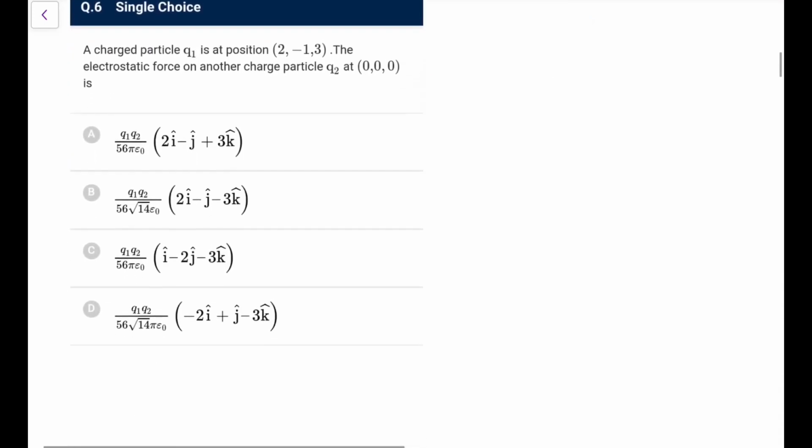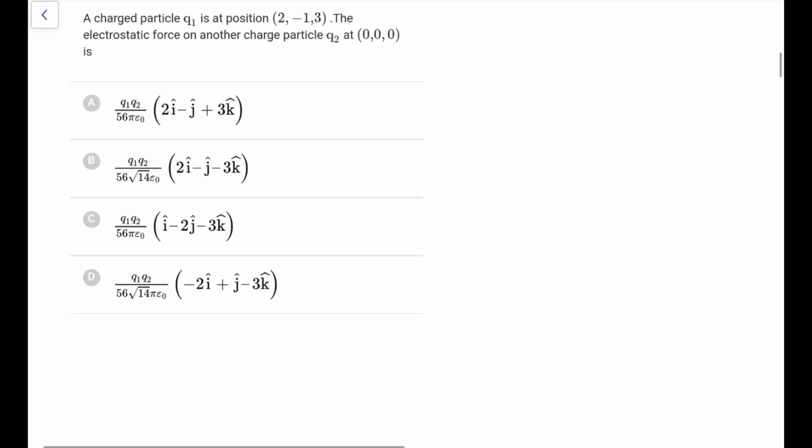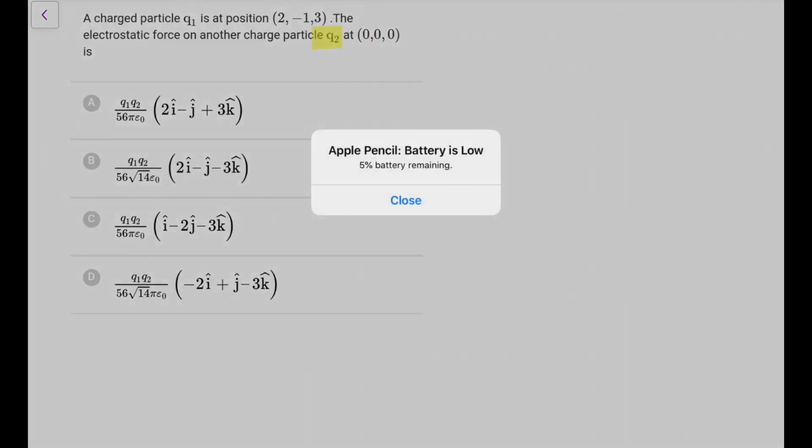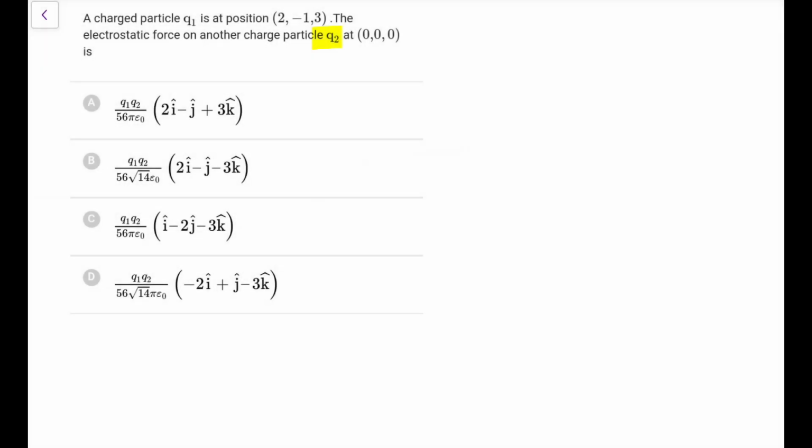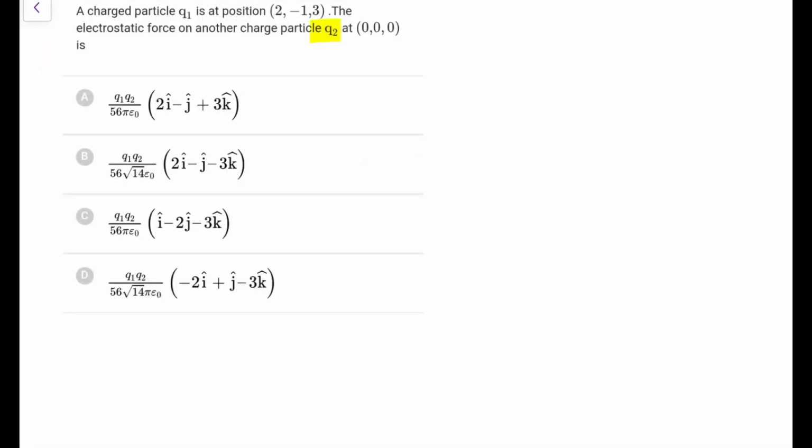Next one. A charged particle q1 is at a position 2 comma minus 1 comma 3, 3D coordinates. The electrostatic force on another particle q2 at 0 comma 0 comma 0. So I can directly say the force would be, as per what I know, k q1 q2 by r square, and to be precise I should write it as r of 2 with respect to 1 cap. This is what you write. r square also means r21 square, so I just simply wrote it like this.